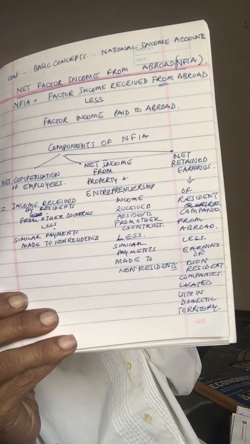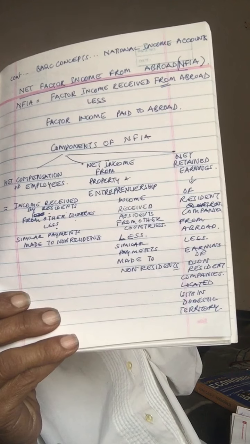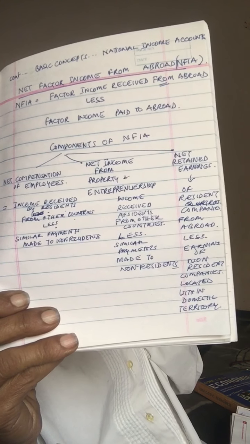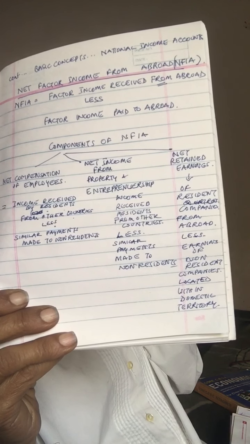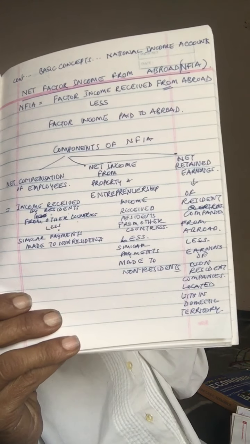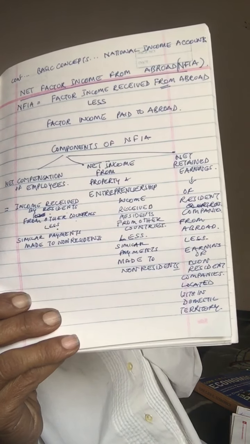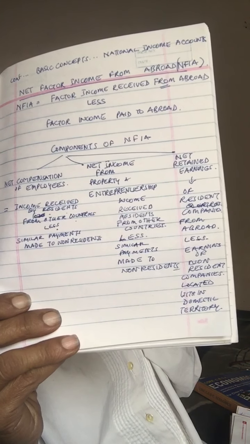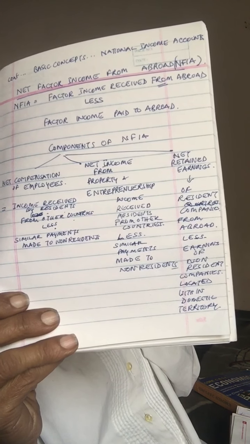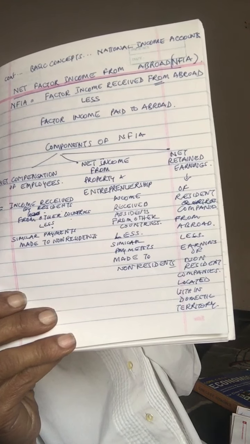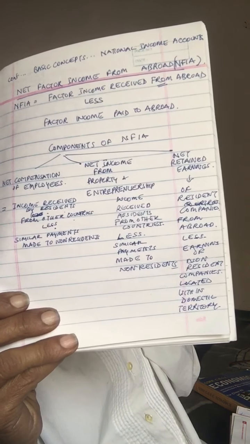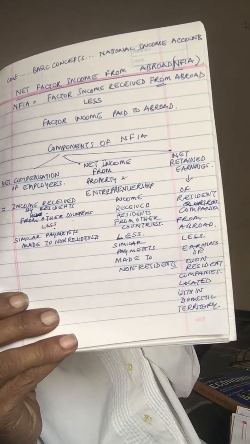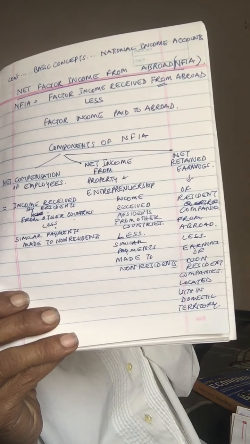So salaries paid by the Indian government to Americans working in the Indian embassy in America, what will it be? Will it be included or not? It is not included in India's net factor income from abroad, though it will be included in India's domestic income, as the Indian embassy in America is a part of India's domestic territory.